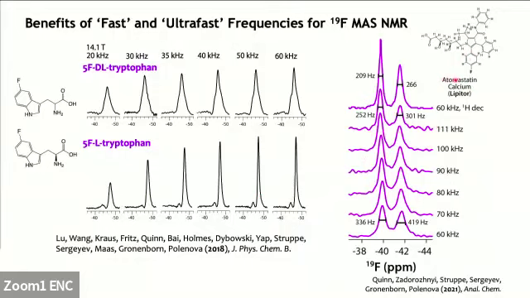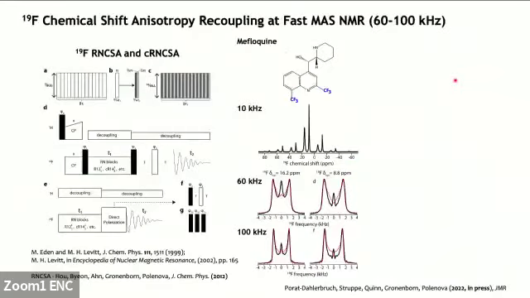Decoupling also helps. You will see that even at 100 kilohertz, you do need proton decoupling. One thing that is very useful is to know chemical shift anisotropy tensors of fluorines. If you look at the literature, actually there are not many reports on CSA tensors, and most of the measurements were done at slow spinning frequencies. And indeed, using this antimalarial drug mefloquine spinning at 10 kilohertz, you can record the spinning sideband patterns, but extracting CSA from that is prone to errors.